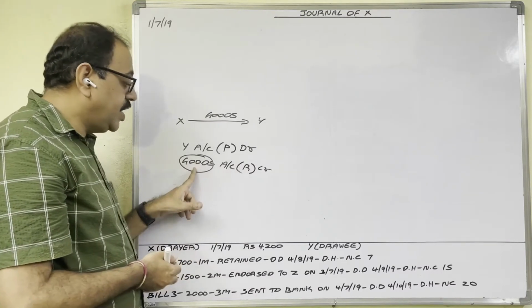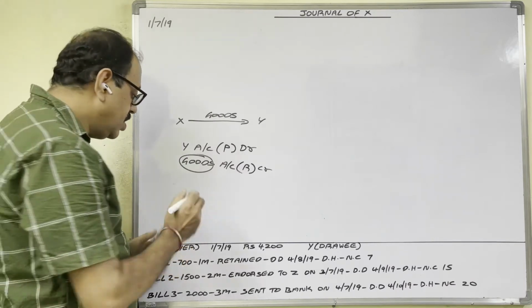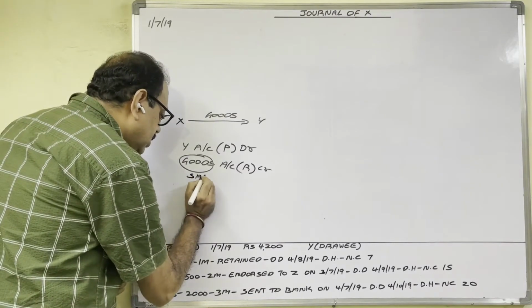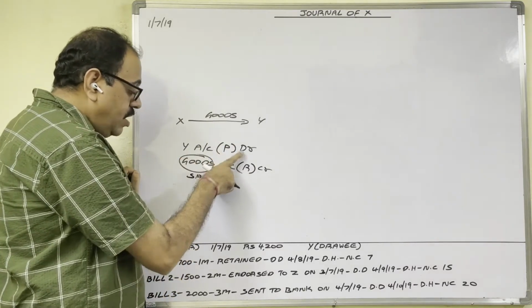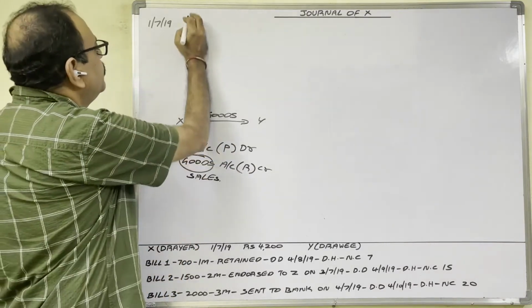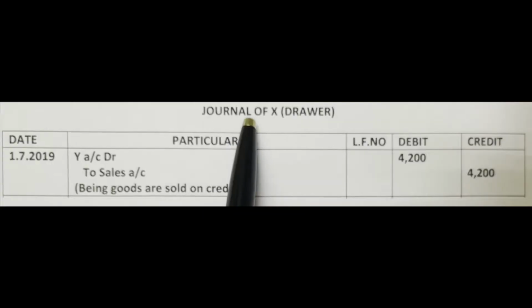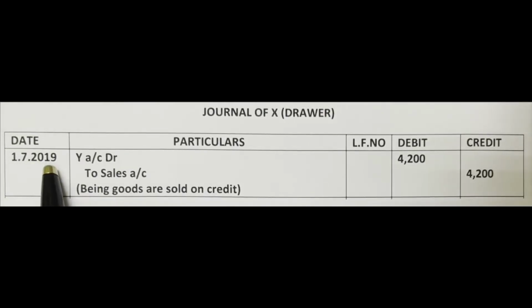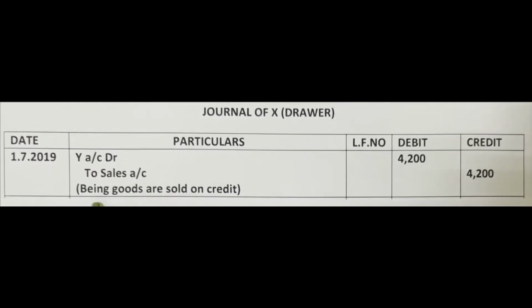Therefore, instead of writing goods word, write down the transaction name. This is a sales transaction, no? Write down sales. So what is the final entry? Y account debtor to sales account, amount 4,200 rupees. Journal of X, drawer. On 1st July 2019, Y account debtor to sales account 4,200. Narration: being goods are sold on credit.